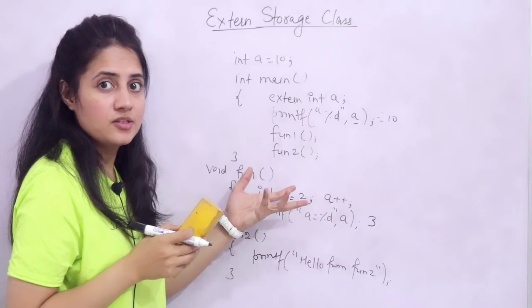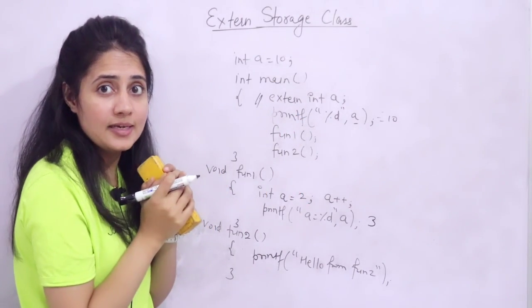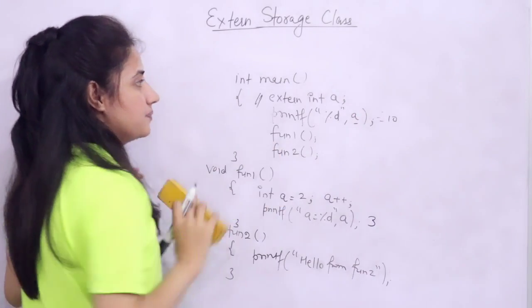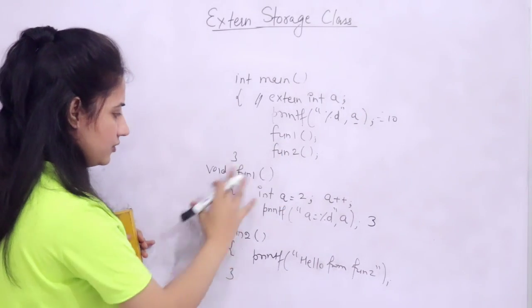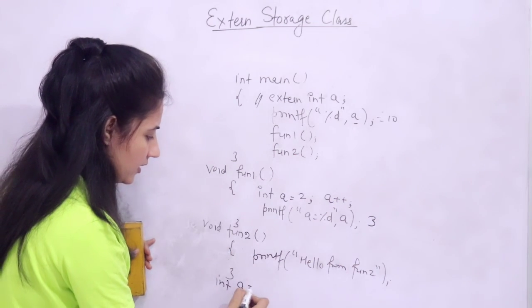But what is the difference? If you don't write this, can it still access the global variable? Yes. The difference is, if I don't write a here, and instead write int a equal to 10 after the definitions of these two functions.